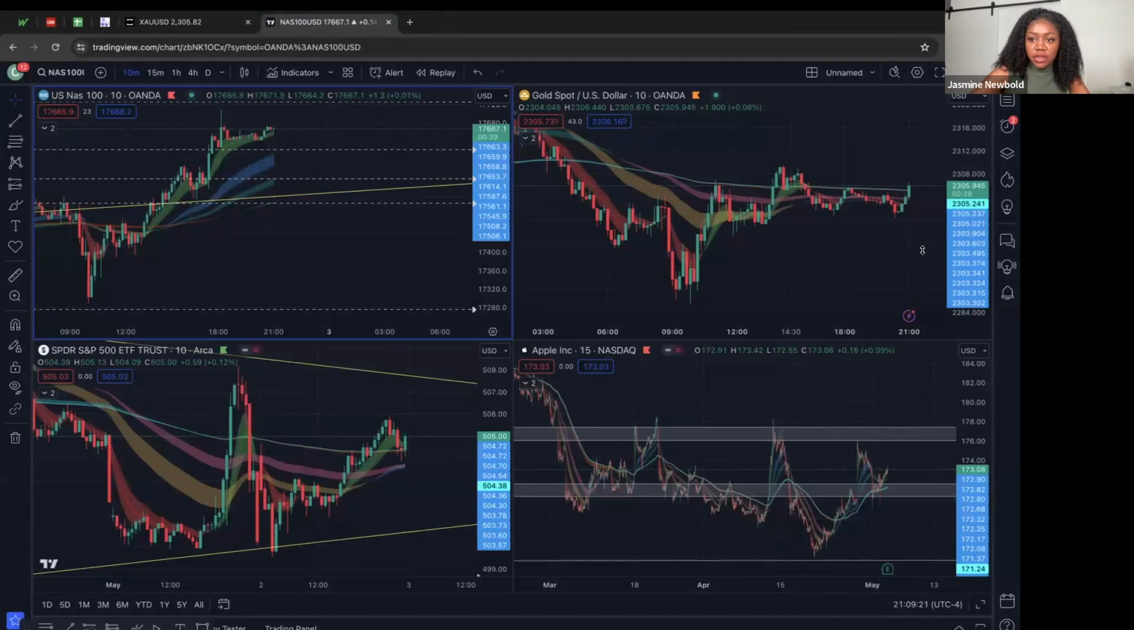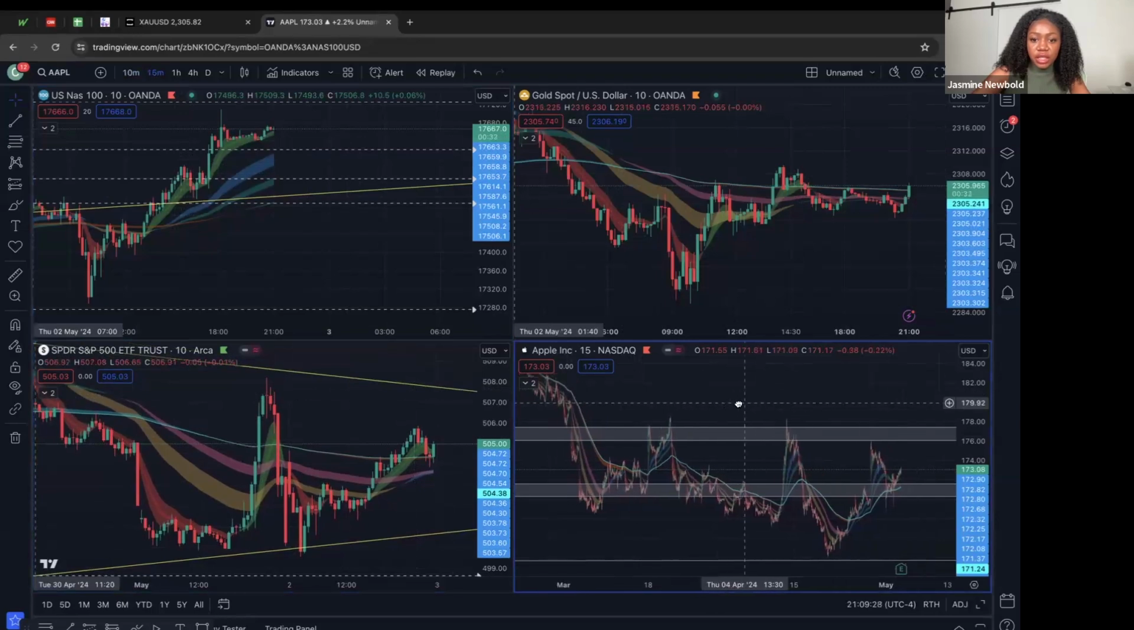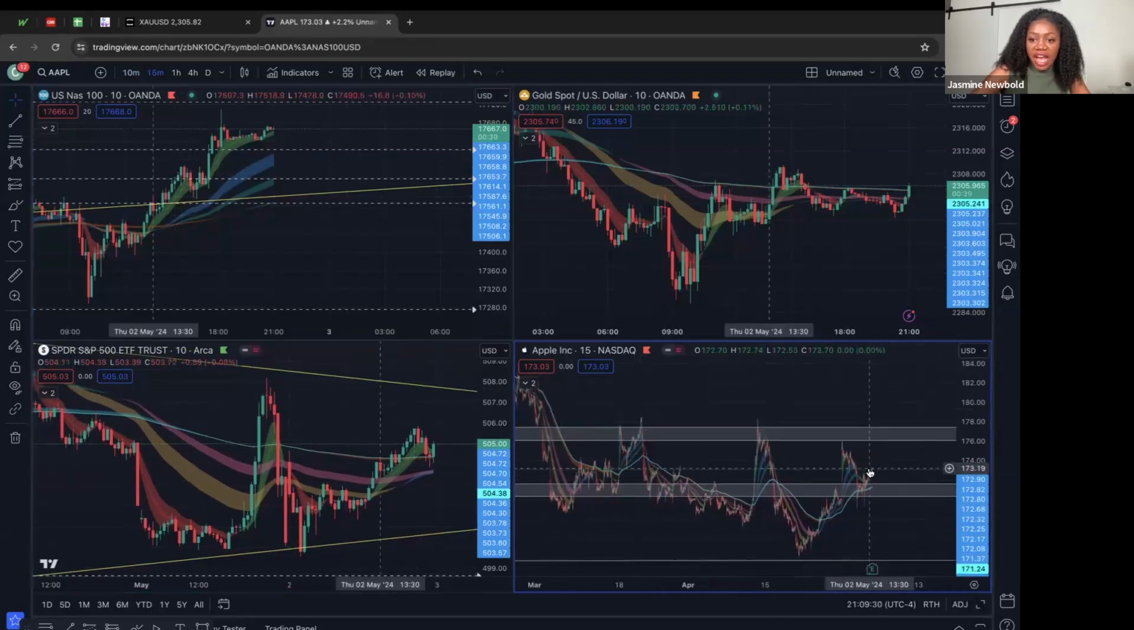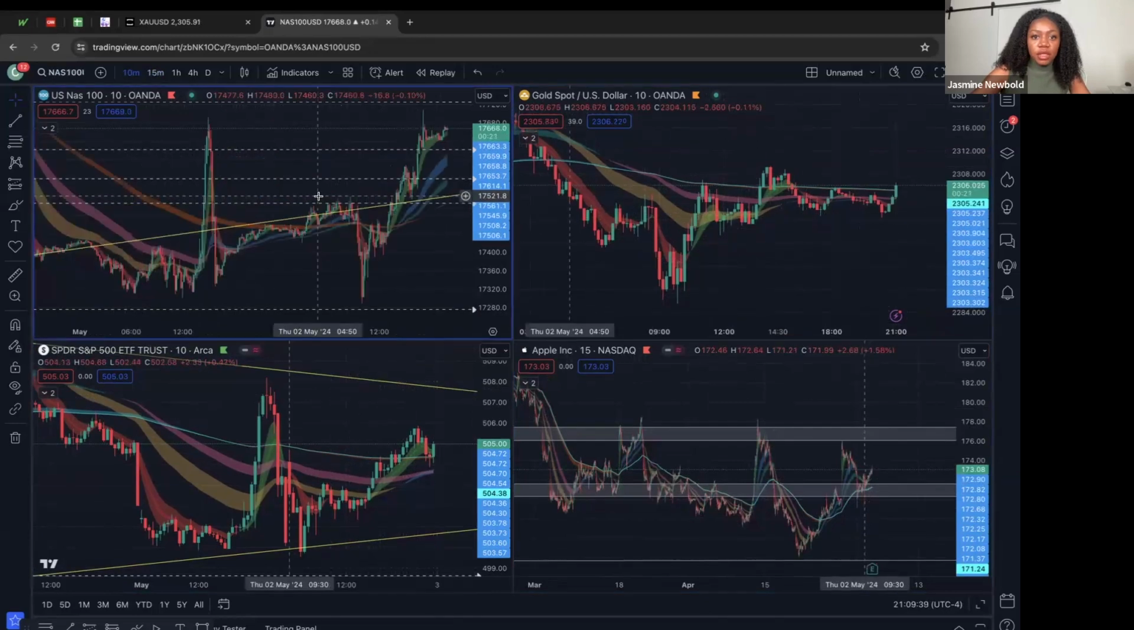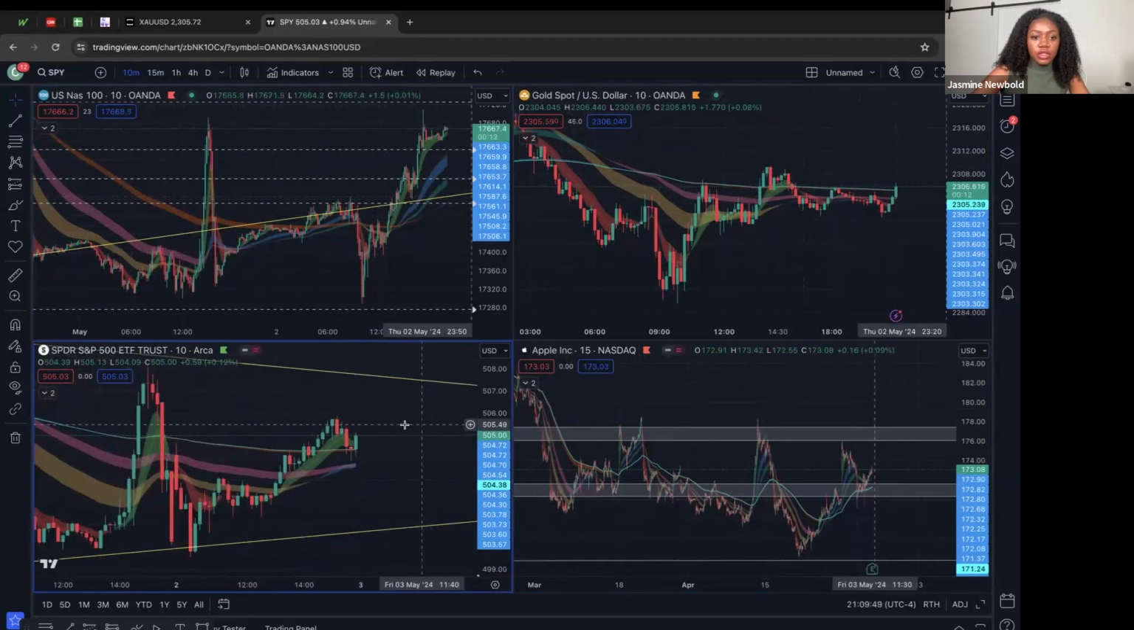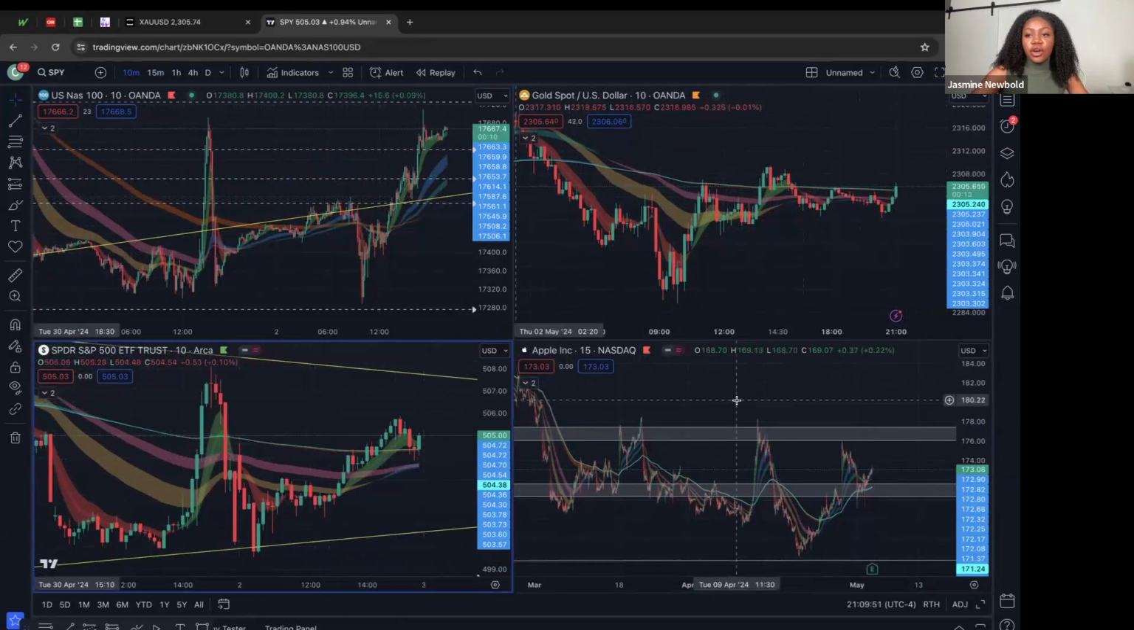Like this is my TradingView account right here. These are the 4 charts that I have up because these are the 4 that I was trading and looking at today. I was looking at Apple today because they had earnings after the bell. This is gold right here, NAS 100 and SPY. So these are the 4 that I've been looking at. And so these charts are already marked up.